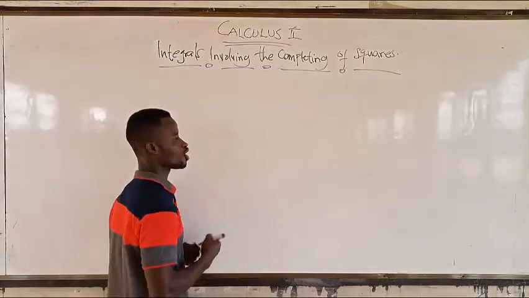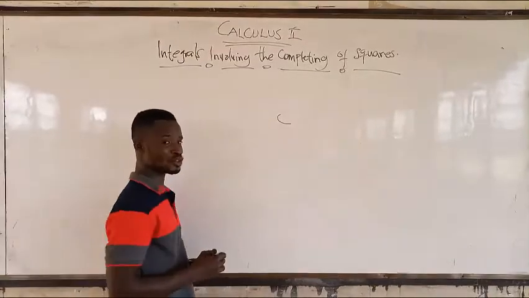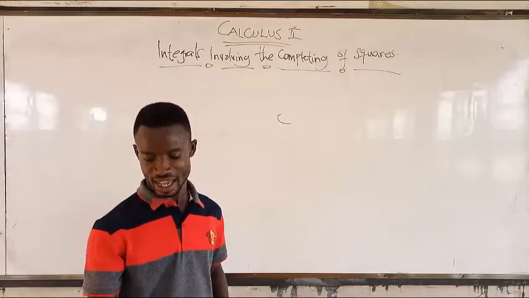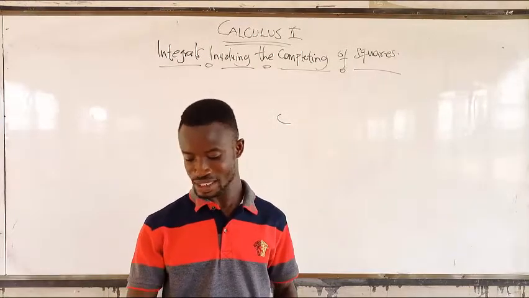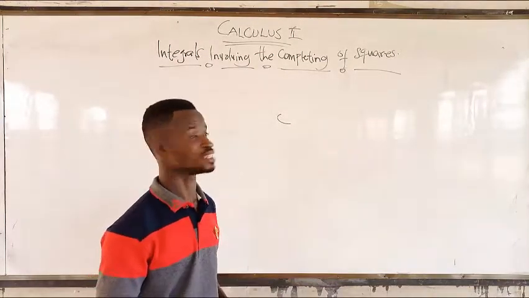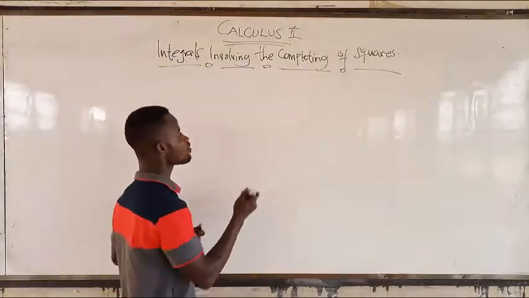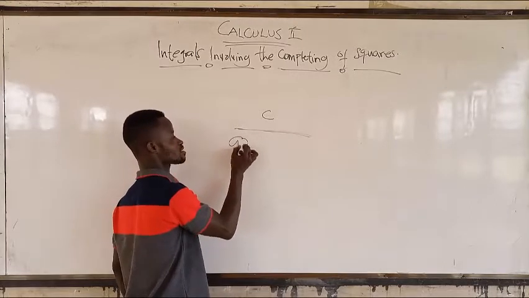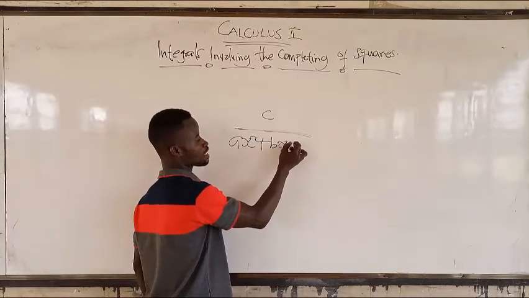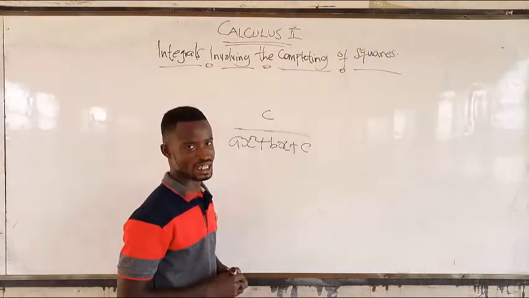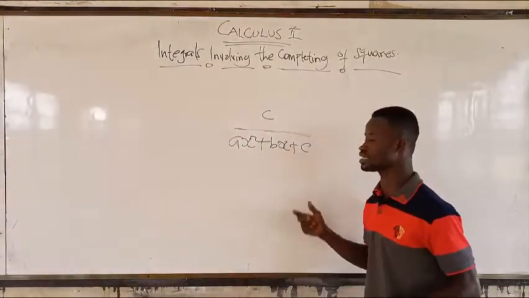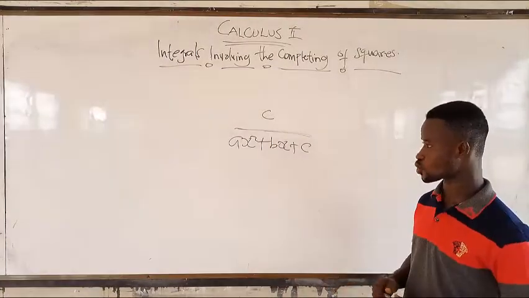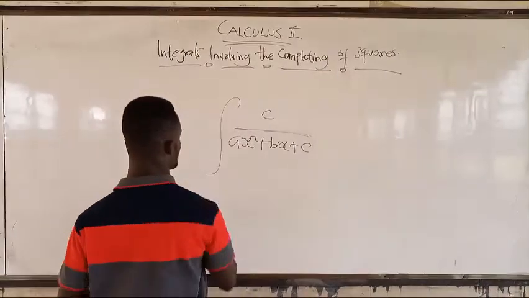Please take note of what I'm doing. You can only apply the idea of completing the squares in what I'm going to teach you if and only if you have a constant on the numerator, but the denominator is in the form as squared plus bs plus c, whereby the quadratic on the denominator can only be solved by completing the squares. So that is what we have here.